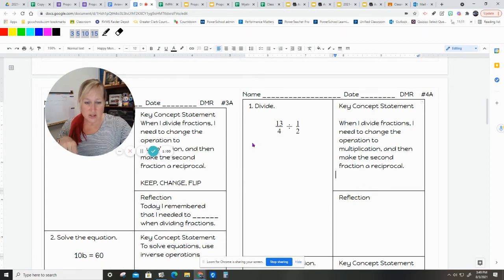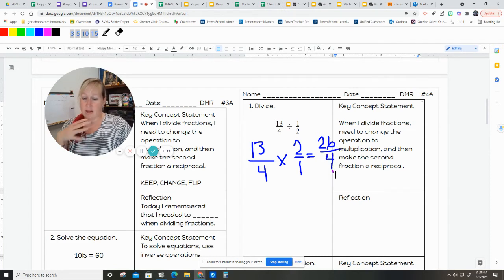So that's 13 over 4. I'm going to write that again. 13 over 4. Keep that the same. Change to multiply. And then create the reciprocal. 13 times 2. That should be mastery. 13 times 2 makes 26. 4 times 1 makes 4. Now, that is a correct answer, but it is not the best correct answer. So we need to make this a mixed number.